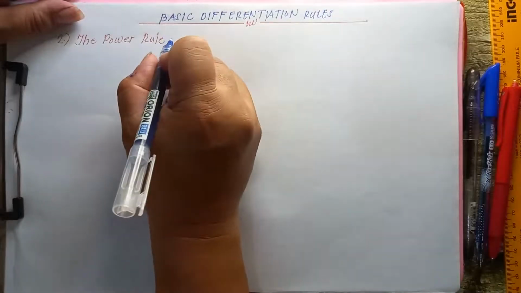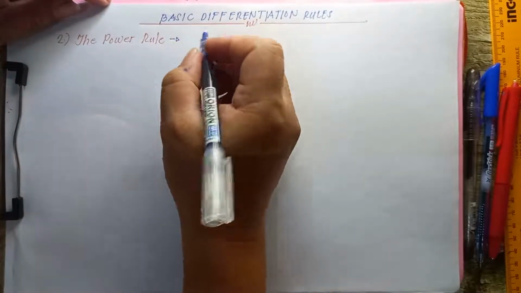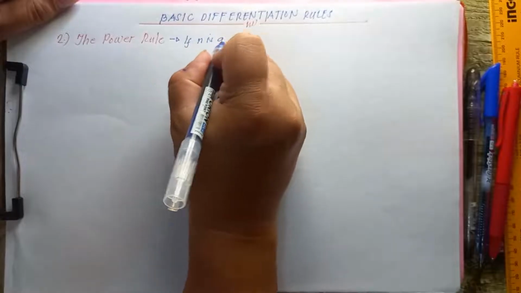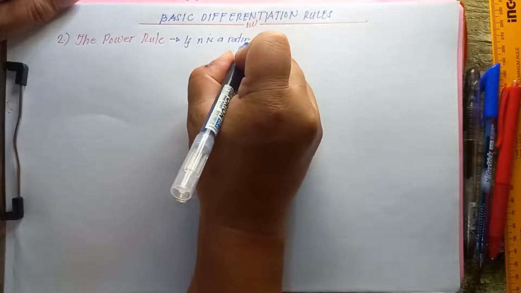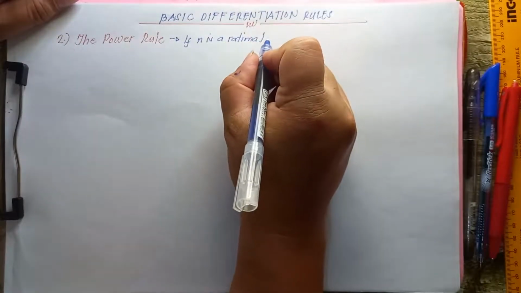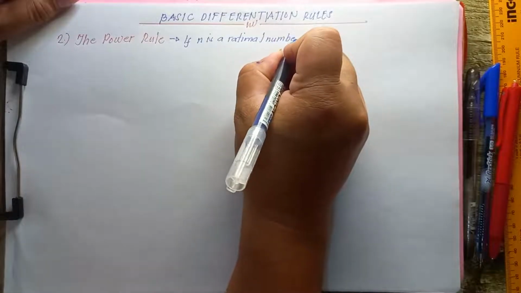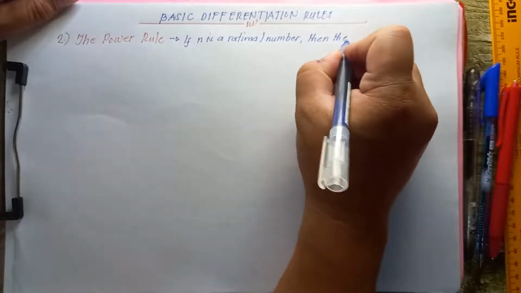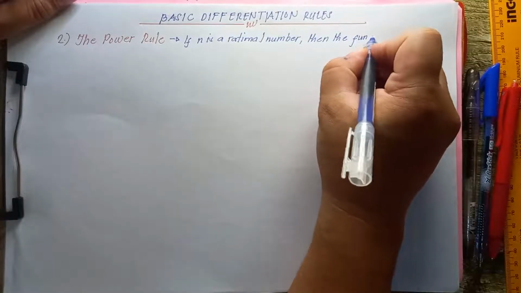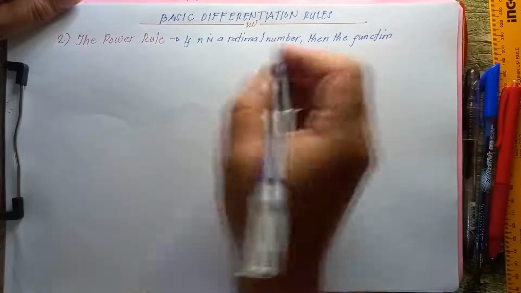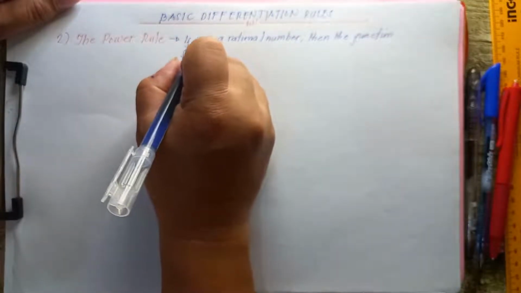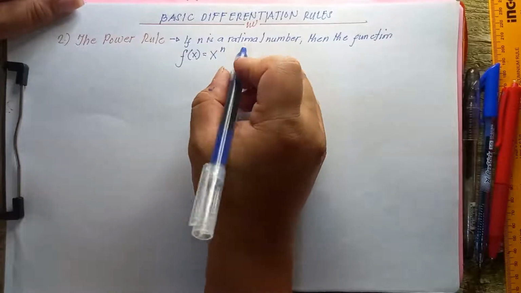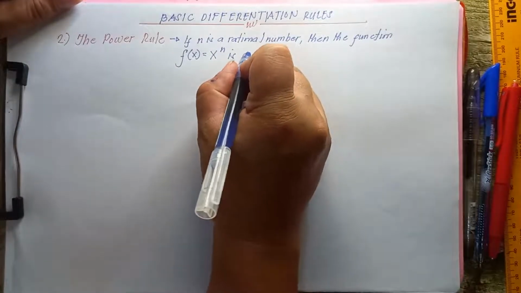Now what is the meaning? So before we illustrate this one, if n is a rational number, then the function f of x, which is equal to x raised to n, is differentiable.